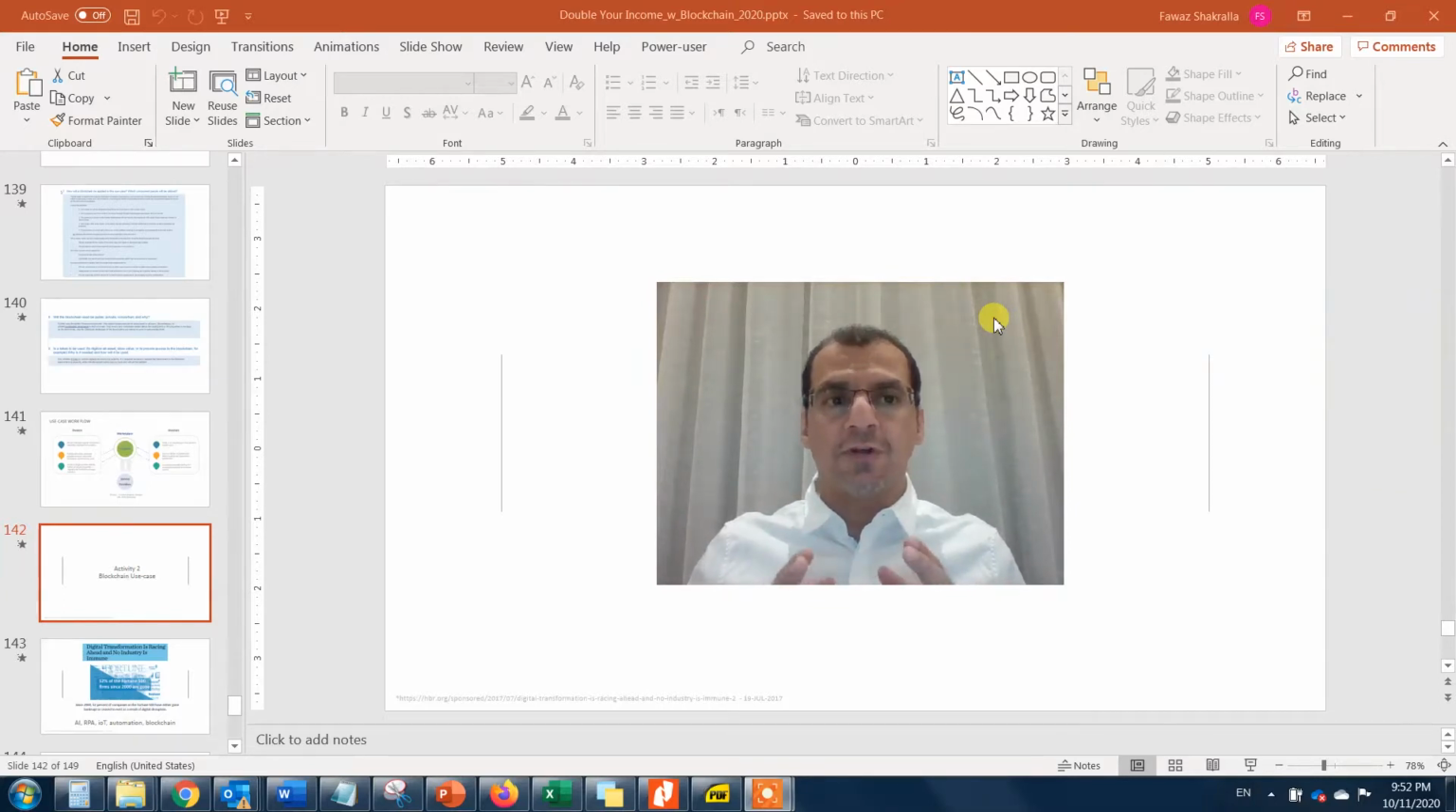Now we will be looking at a specific use case for an infrastructure project for the government, which is also going to be using token share ownership. Let's go ahead and start.